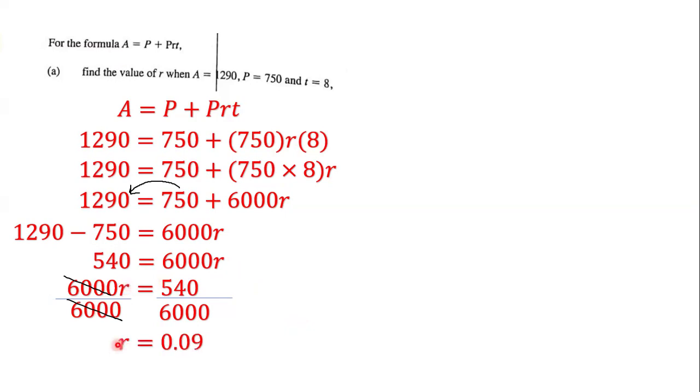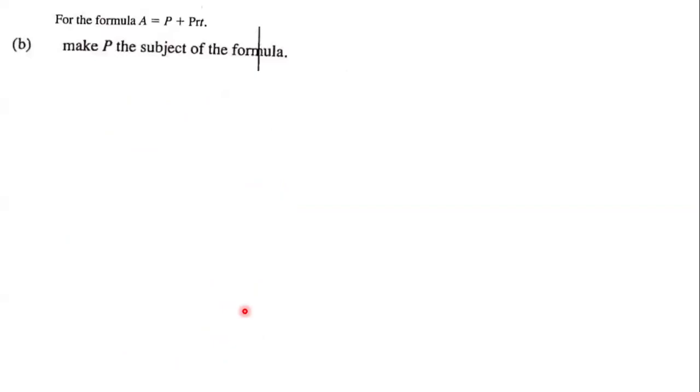And so we have that R is equal to 540 divided by 6,000. 540 divided by 6,000 is 0.09. So R is equal to 0.09. And that's the answer to this particular question. Next, let's move on to part B.